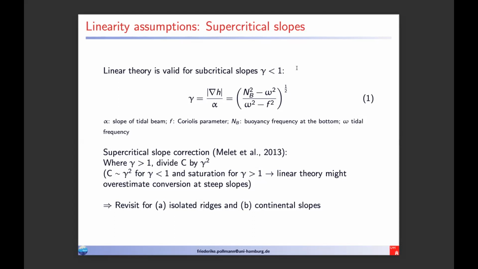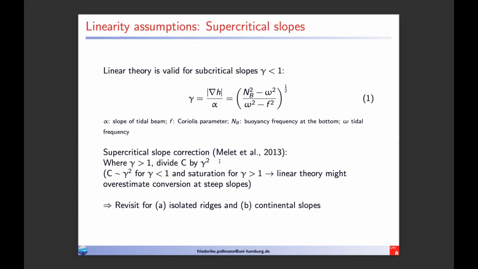And this is where linear theory breaks down. Typically the approach is you apply linear theory everywhere in the global ocean, and then afterwards you figure out where the supercritical slopes are and you somehow correct for this. Angelique Millet and her co-authors suggested that everywhere where the supercriticality parameter exceeds unity, one could divide the total conversion by this parameter squared.